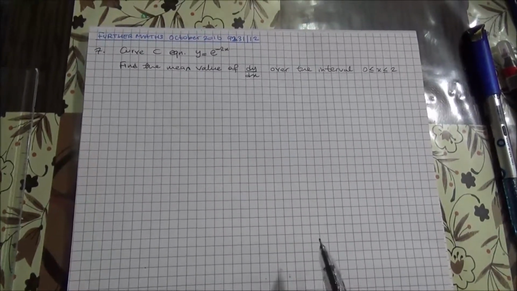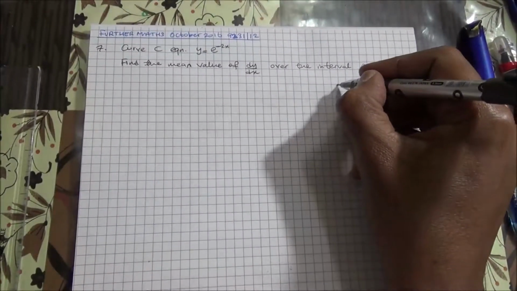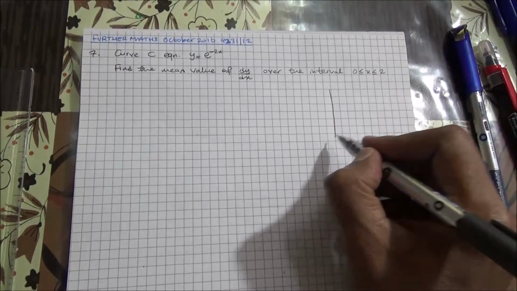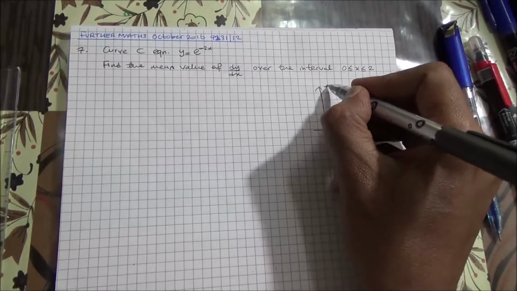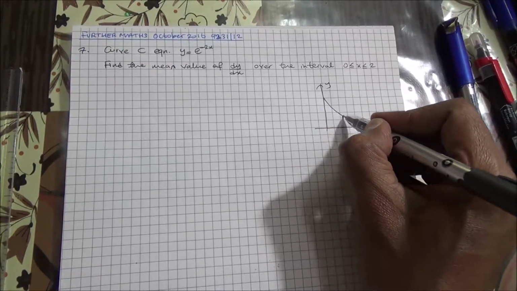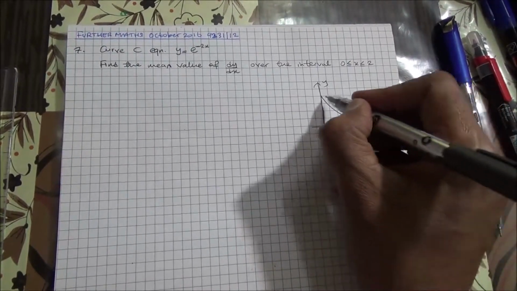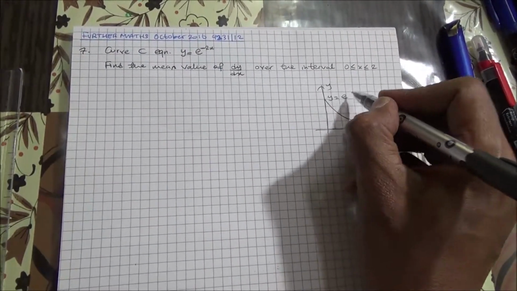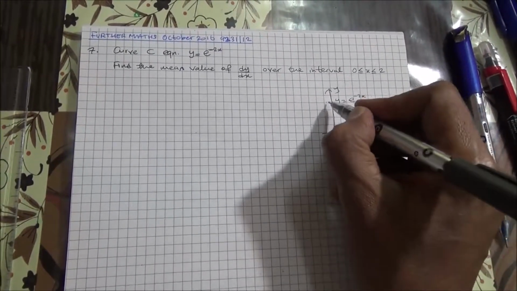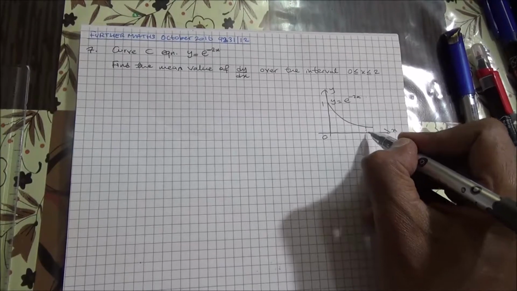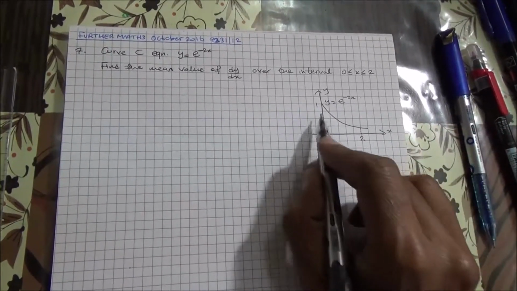Now for a question like this, I would rather sketch the curve just to have an idea of what's going on here. So this is x and this is y, and this curve is going to look a little bit like this. This is y is equal to e to the minus 2x. If this is 0, this is going to be equal to 1, and this is going to be equal to 2.